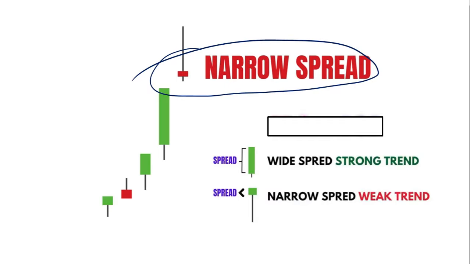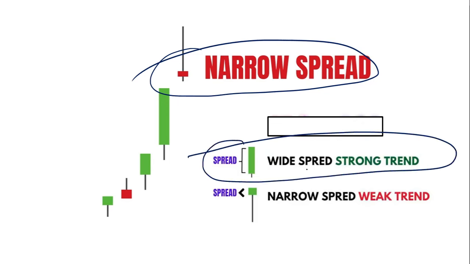Only when we see a wide spread can it be considered a valid trading signal. Just see, here it is a wide spread, so I can say it is a valid trading signal. Here you have a narrow spread, which means it has a lack of momentum.